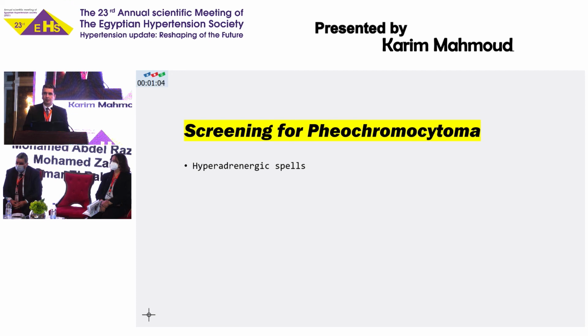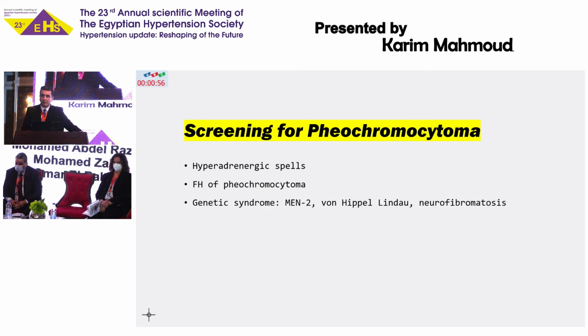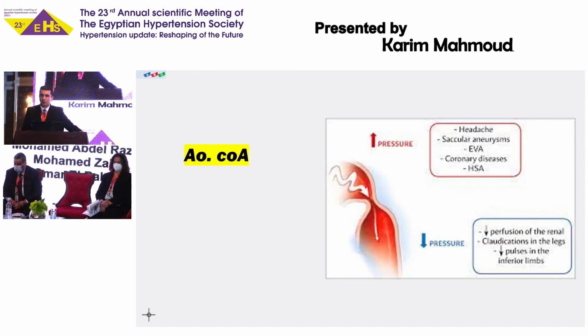Not every patient should be screened for pheochromocytoma. The patients that should be screened are those with hyperadrenergic spells, those who have a family history of pheochromocytoma, patients with genetic syndromes such as MEN2, von Hippel-Lindau, and neurofibromatosis, and incidental adrenal mass if it's large and associated with cystic changes. Aortic coarctation, as we mentioned, with a blood pressure difference and radiofemoral delay, is another cause of secondary hypertension.